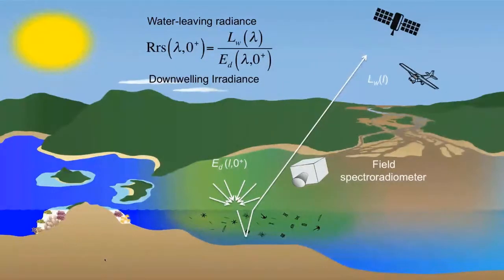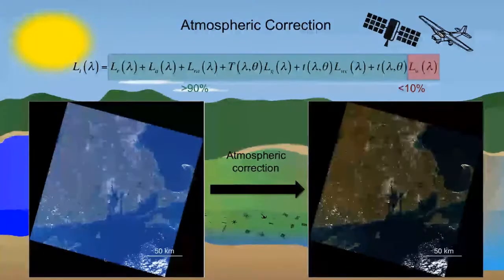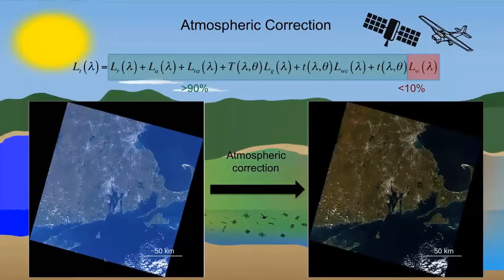So how different is an image at the top of the atmosphere versus what we expect the surface to look like? These images show the Narragansett Bay, Rhode Island in the US. On the left is an uncorrected image taken above the atmosphere. On the right is the same image, but this time with the effects of atmospheric gas, aerosols, and reflection off of the surface and water column vapor removed, so that the only quantity that is represented is the water-leaving radiance.